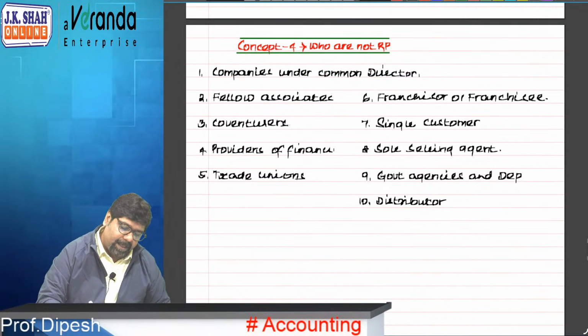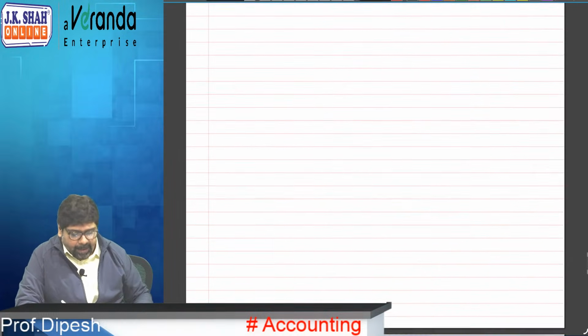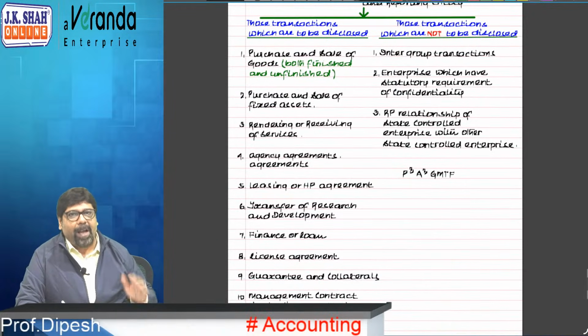Who are not related parties? Companies under common director, fellow associates, joint co-venturer, providers of finance, trade unions, franchisers, single customer. All these are not my related parties. Correct?